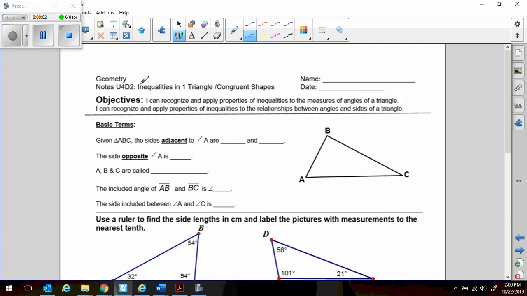Good morning. This is Notes, Unit 4, Day 2. We're going to talk a little bit more about triangles today.